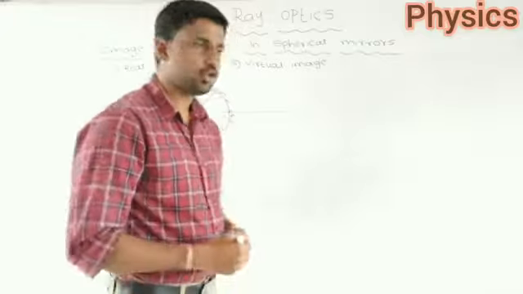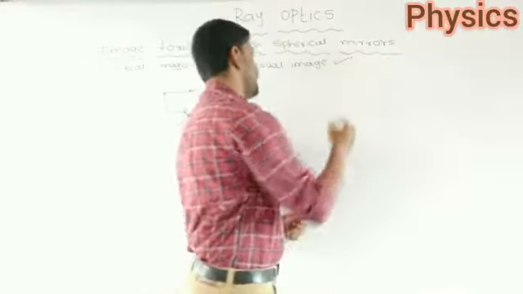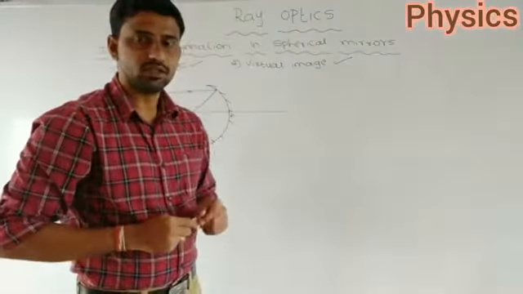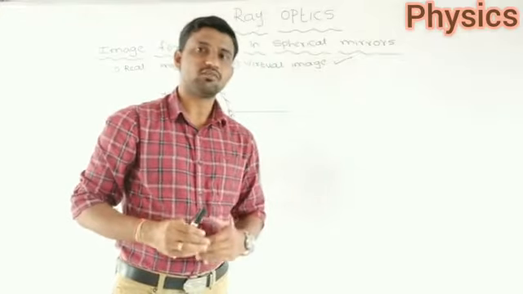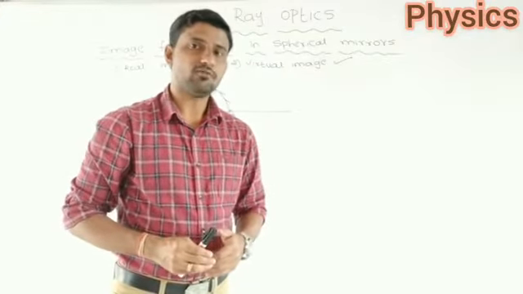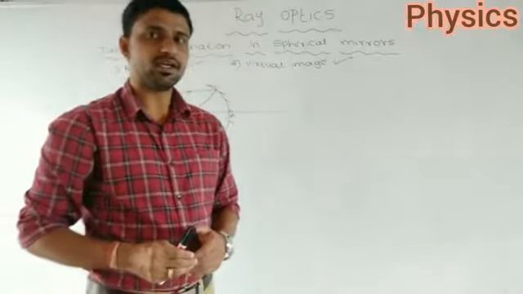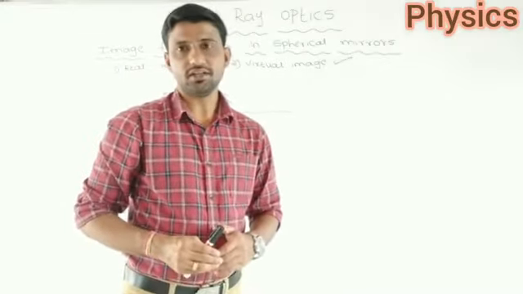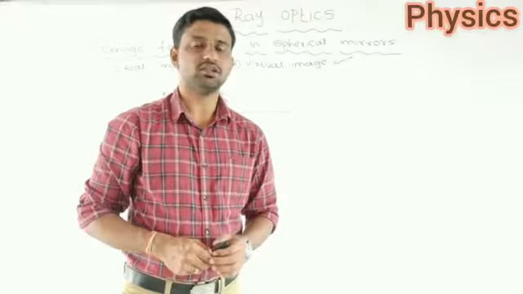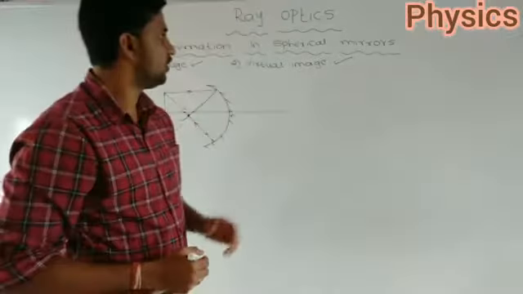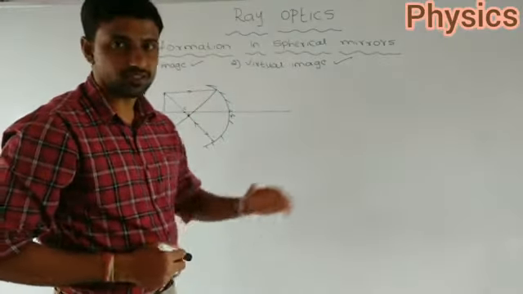Let us see what we mean by virtual image. A virtual image is when light rays originate from a point, and after reflection they actually do not meet, but appear to diverge from a point. Then that type of image is called a virtual image. Now let us see what a virtual image is diagrammatically.